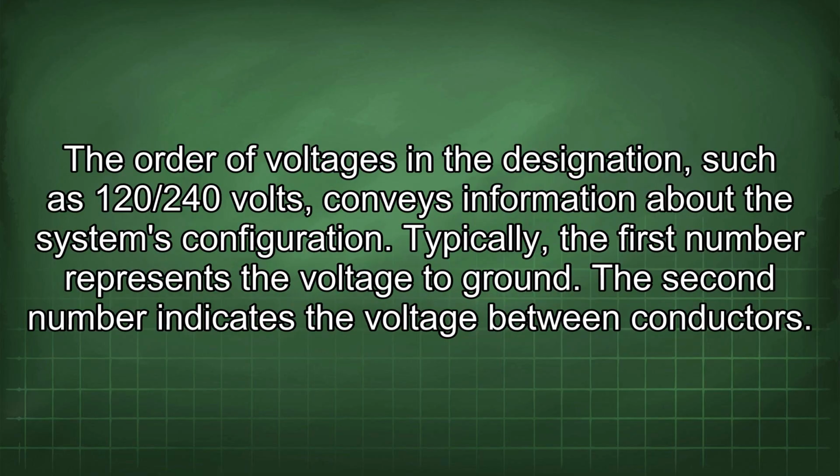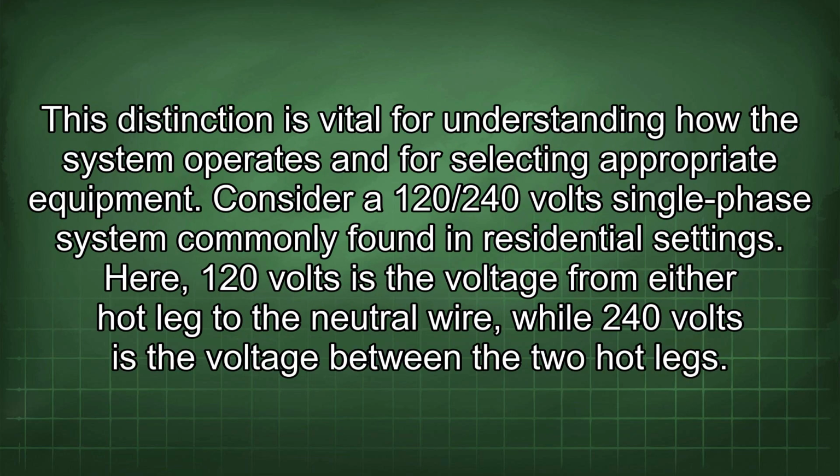The order of voltages in the designation, such as 120/240 volts, conveys information about the system's configuration. Typically, the first number represents the voltage to ground. The second number indicates the voltage between conductors. This distinction is vital for understanding how the system operates and for selecting appropriate equipment.